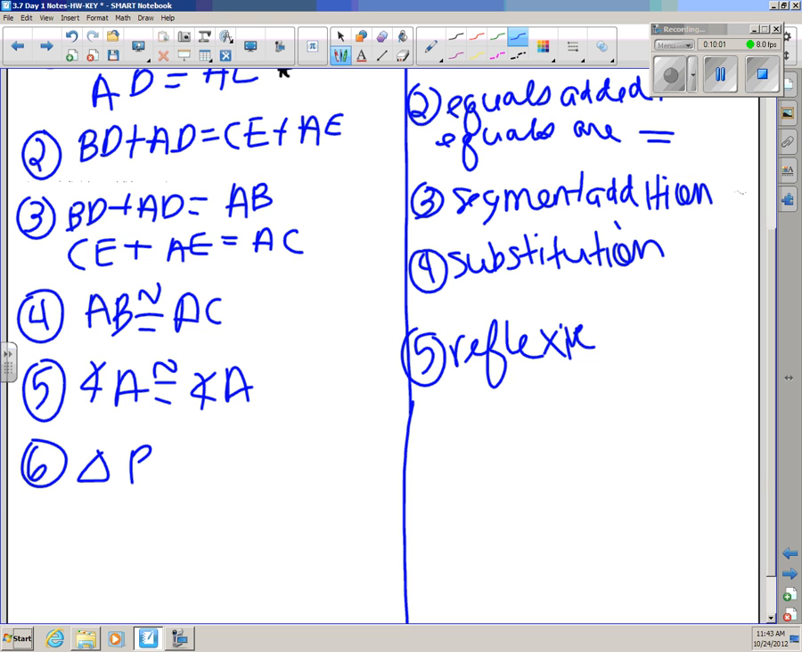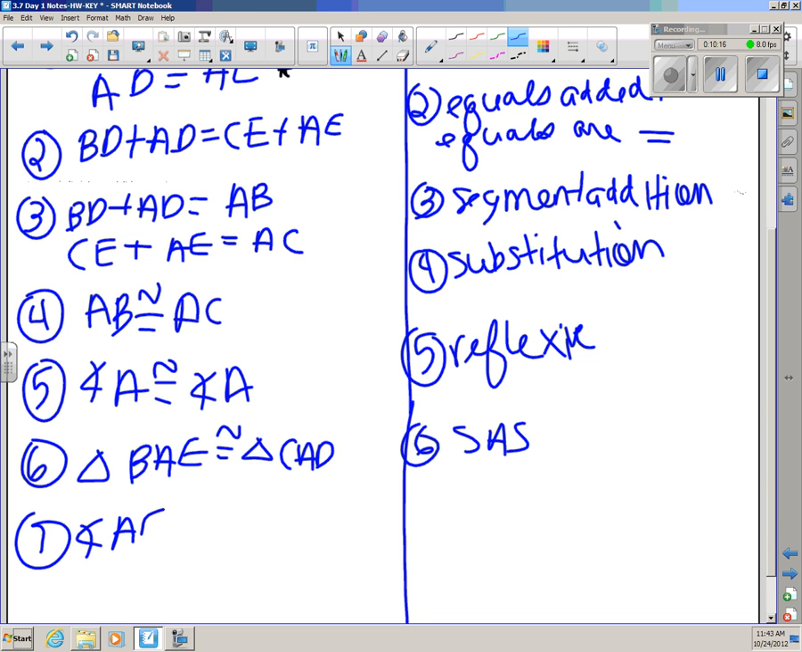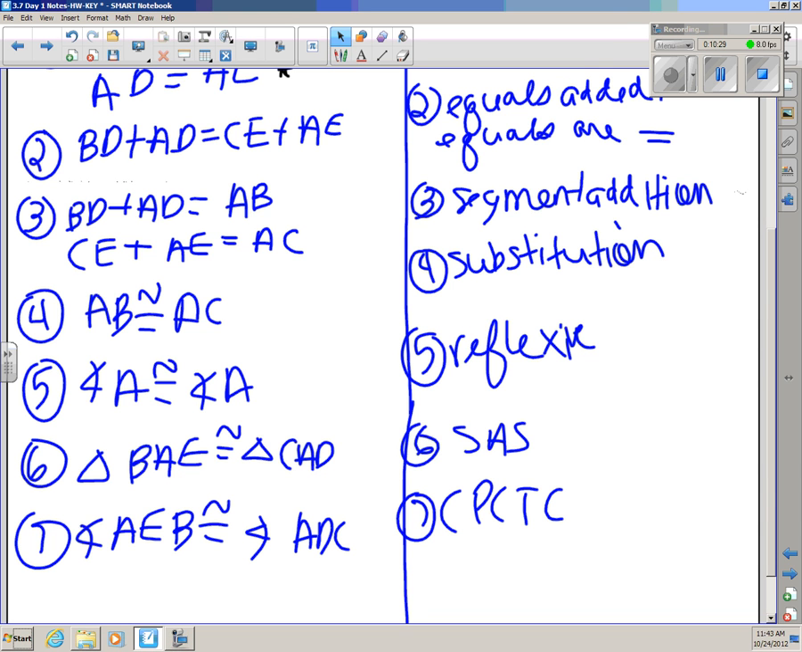Triangle BAE is congruent to triangle CAD. And again, we said this was side angle side. And then finally, what they're having you prove is angle AEB is congruent to angle ADC because corresponding parts of congruent triangles are congruent. Okay, full page.